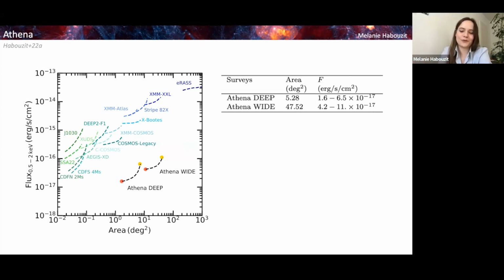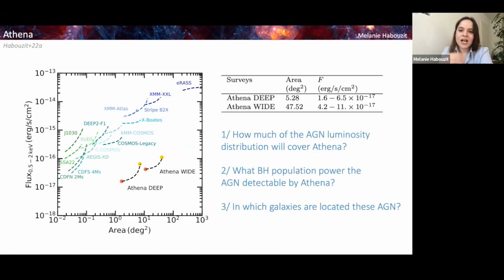So that's also the power of working with cosmological simulation. With those simulations, we can answer 3 key questions. The first one is, how much of the AGN luminosity function distribution can we cover with Athena? How deep can we see in the AGN population? The second question is, what population of black holes will power the AGN that Athena will discover? And the third question is, in which galaxies are those AGN that Athena will see located, and what can we actually learn with the Athena detections? So those are the 3 questions that we can answer.